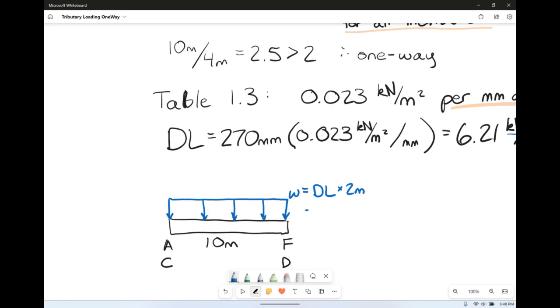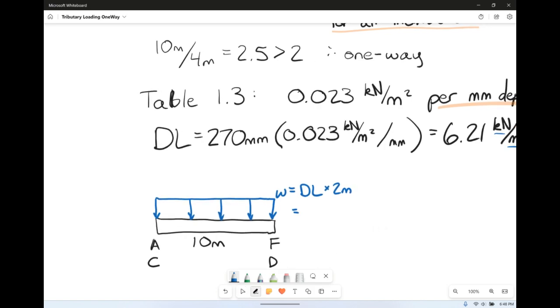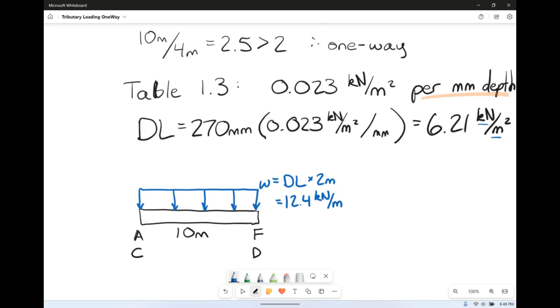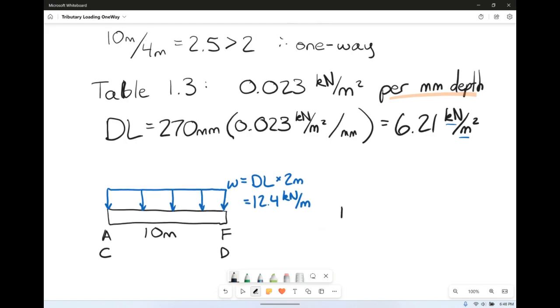So that W is going to equal 6.21 times 2. It's going to be about 12.4 kilonewtons per meter. So that's 2 of the members. We can draw the one for BE. So BE is going to look pretty much the same shape-wise, right? Shape-wise, it doesn't look any different. We've just got a uniformly distributed load.